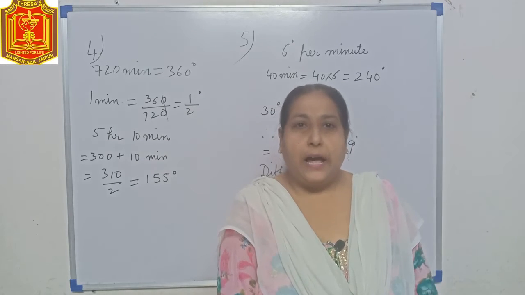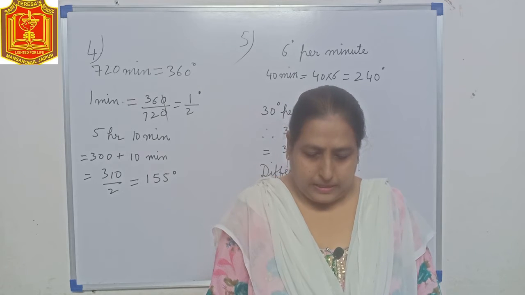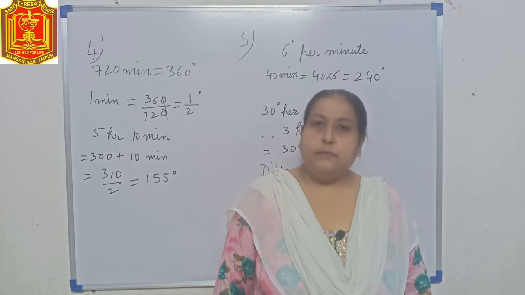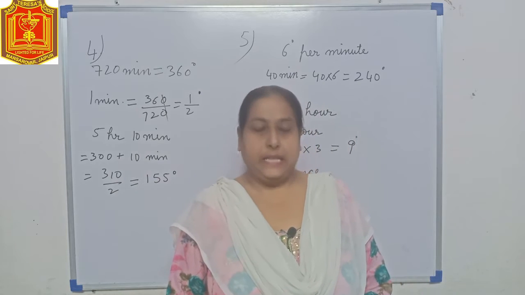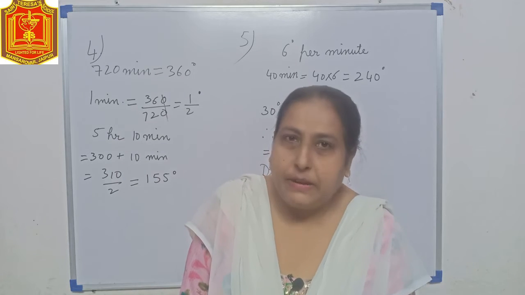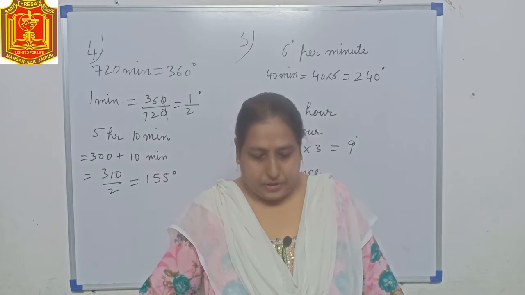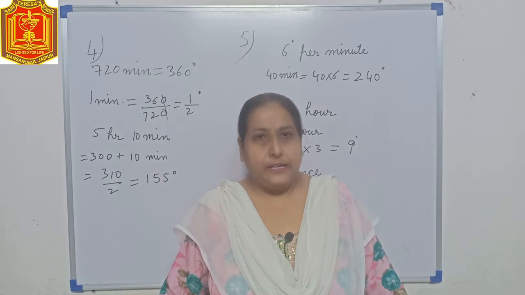Okay, students, I hope now you have understood lesson number 11. Now let's go with lesson number 12, clock puzzles. Now, question number 1. It's a very simple question. You just have to add 42 minutes to each and the answer will come 519.